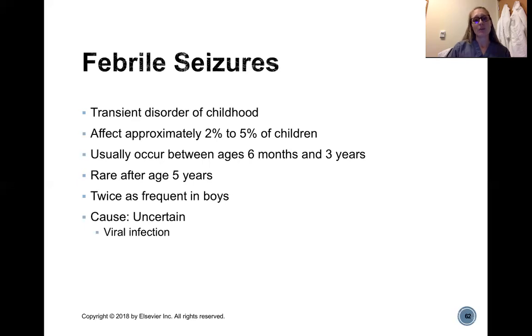And with this one, we are going to want to call 911 if the seizure is lasting more than 5 minutes, because we want to make sure that we can stop it and help that child with any respiratory issues that they might be having or anything like that.